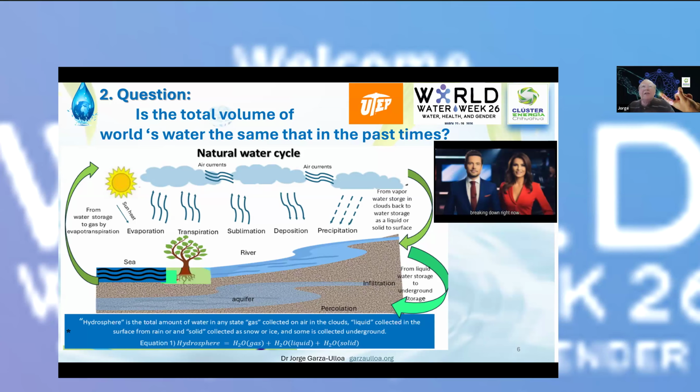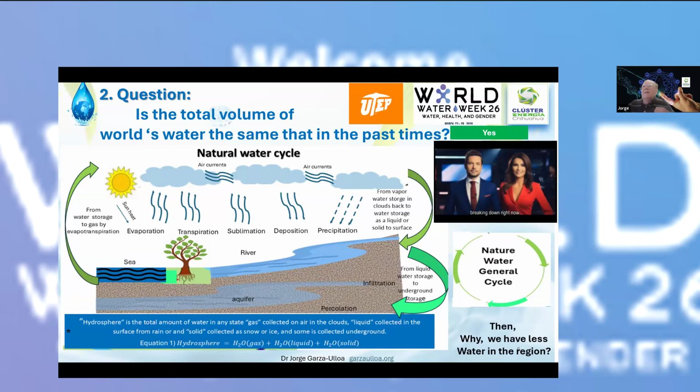In summary, we can say yes, the hydrosphere is the total amount of water in any state: collected in the air, in the clouds, as liquid collected on the surface from rain, or on the ground, or as snow and ice. We have the equation, and the amount is the same. We can represent this like a small circle, and the answer is yes, we have the same water. Okay, some people who have traveled in space say, hey, we don't see water traveling from the Earth to the moon.